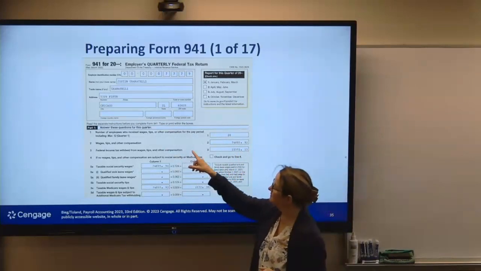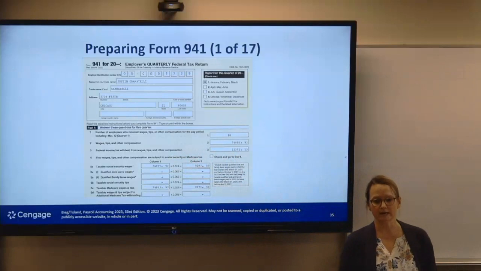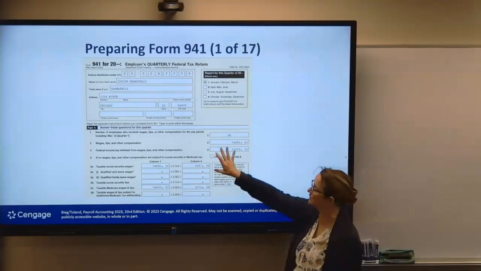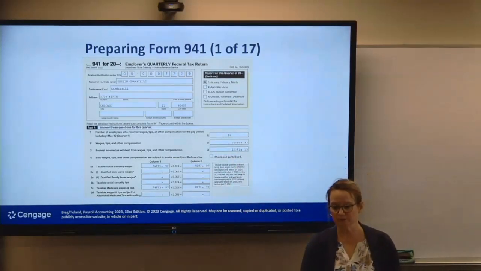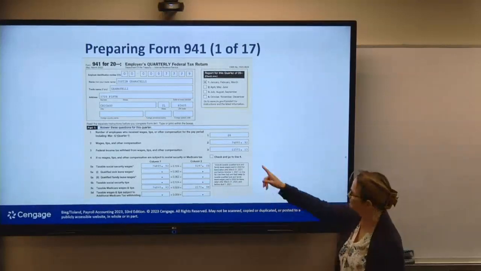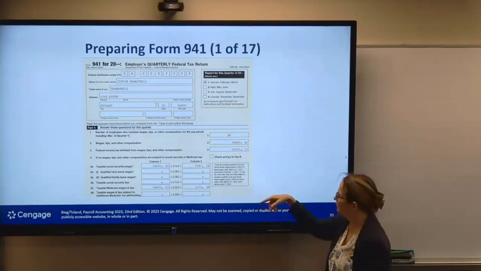Now, line 3, how much federal income tax was withheld? Again, right now, you don't know how to calculate that amount, so don't worry about the calculation of it, but just be aware that line 3 is going to be the total amount of federal income taxes that were withheld during the quarter. So the federal income taxes that were withheld on those wages during the quarter.